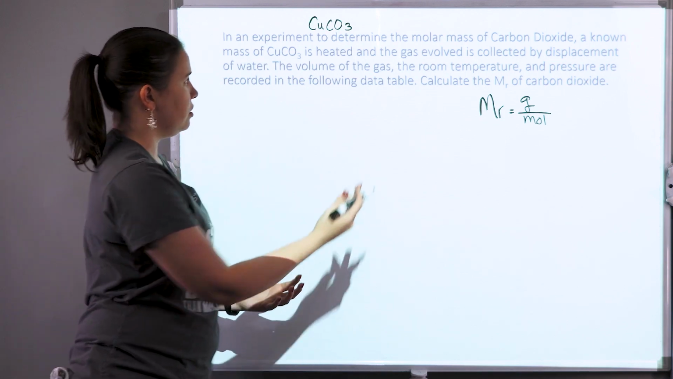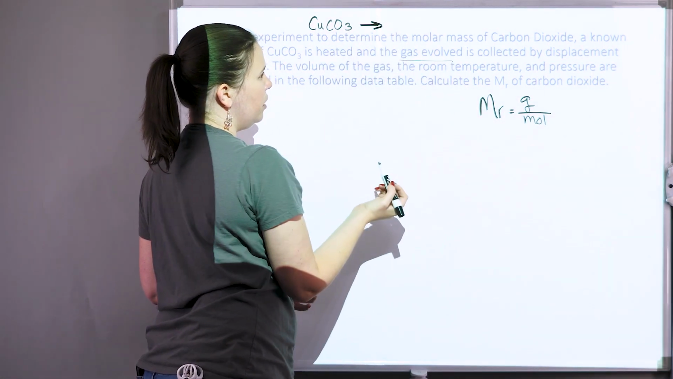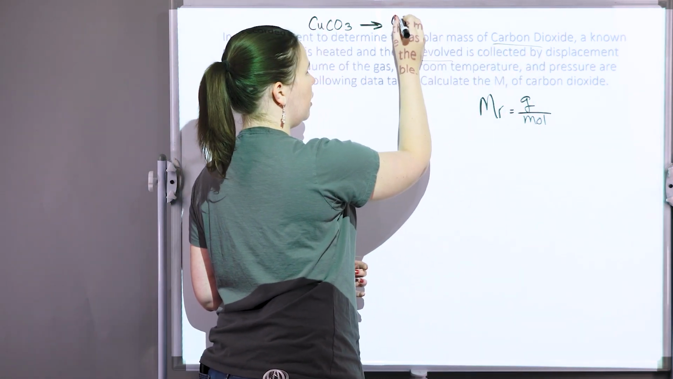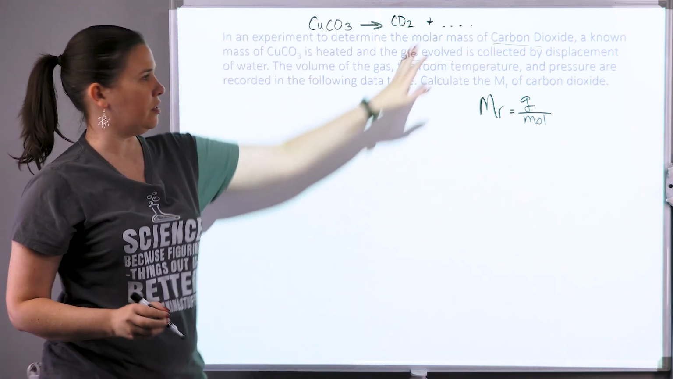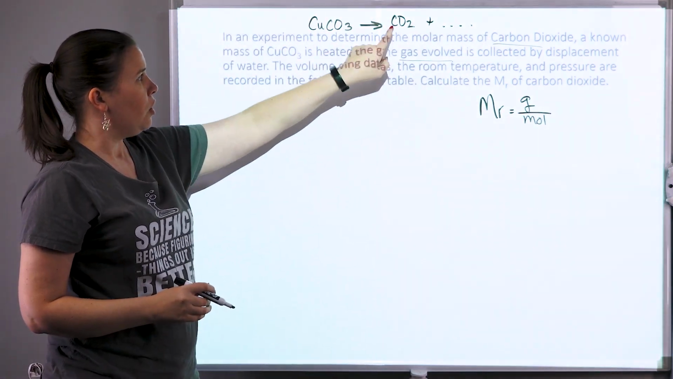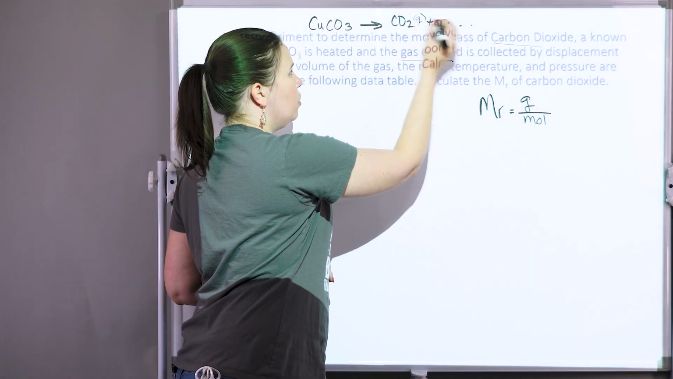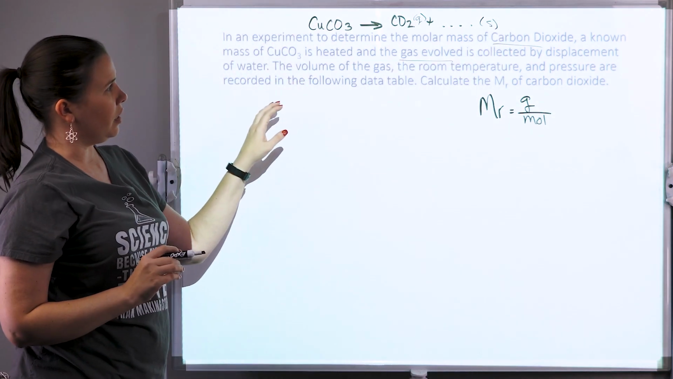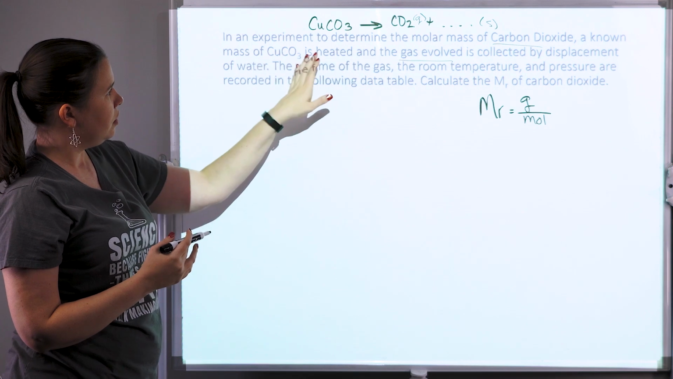Originally, we have copper carbonate, just like originally you have a hydrated substance. Then in the end, we are evolving gas. Gas is evolved. And that gas that's evolved is called carbon dioxide, CO2. It doesn't matter what the rest of the reaction is. All that matters is that this is the only gas. Whatever else is going to be evolved is still a solid.